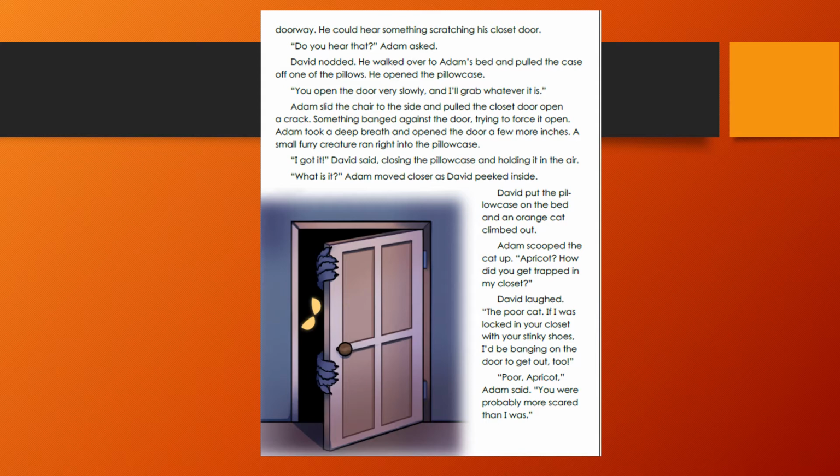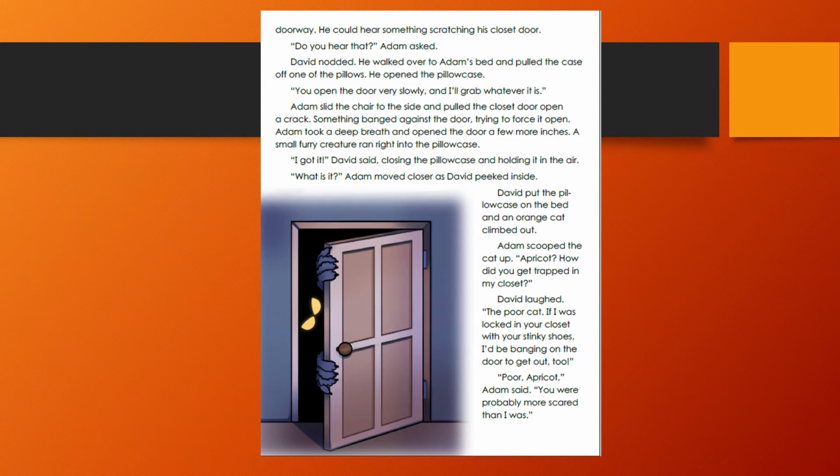Adam slid the chair to the side and pulled the closet door open a crack. Something banged against the door, trying to force it open. Adam took a deep breath and opened the door a few more inches. A small furry creature ran right into the pillowcase. "I got it," David said, closing the pillowcase and holding it in the air. "What is it?" Adam moved closer as David peeked inside. David put the pillowcase on the bed and an orange cat climbed out.